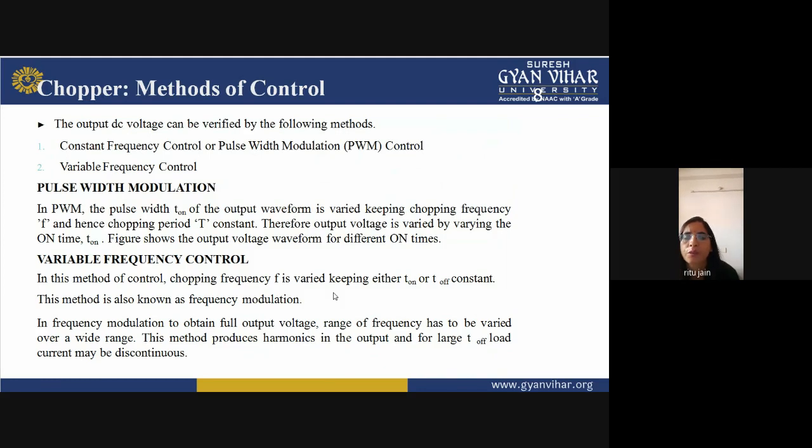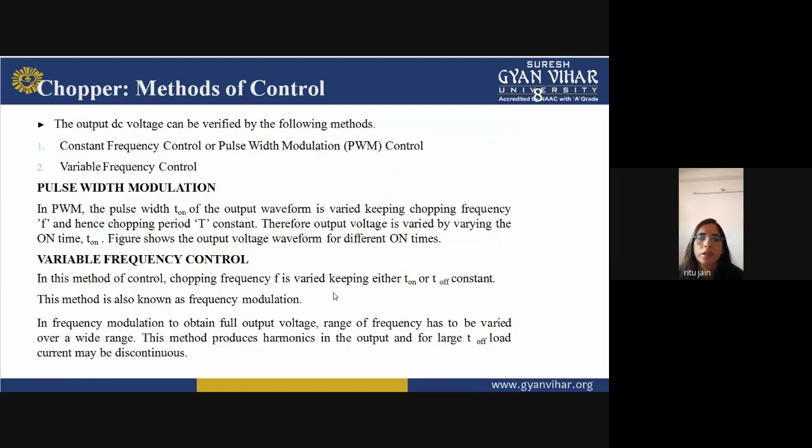In pulse width modulation, the pulse width T on of the output waveform is varied, keeping chopping frequency fixed. Hence, chopping period T constant means the total time period will remain constant, your frequency will remain constant, but you can change the T on time. Therefore, output voltage is varied by varying the T on time. In the next waveform, I will show you how we can control the output voltage by using the pulse width modulation method. And another method is your frequency control method.